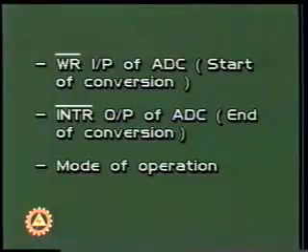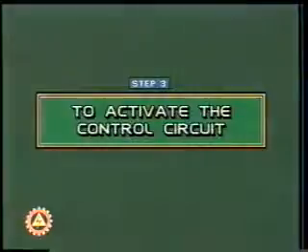Now we execute software developed till second step and analyze the results. In case of malfunctions, we analyze the status of write bar and interrupt bar signals on the ADC 0801 chip and the mode of ADC operation. In the last step, we test the control circuit of the system and analyze its functioning.